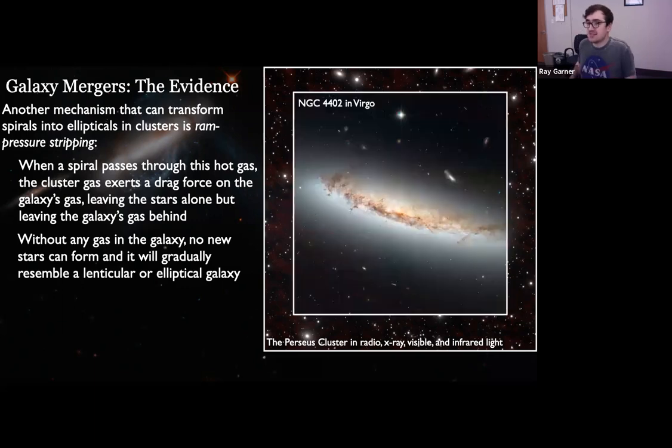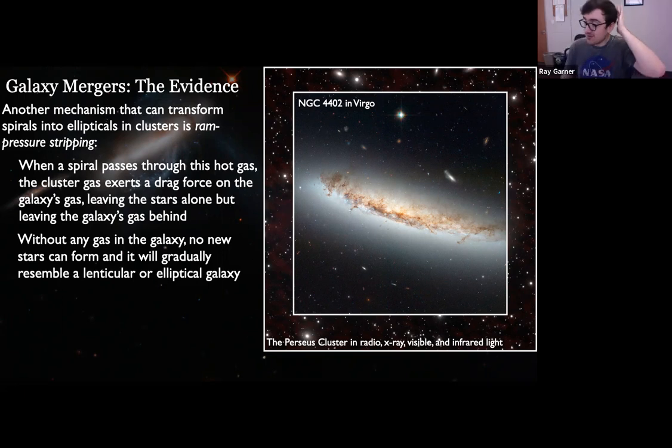Here is one galaxy that we think is undergoing this ram pressure stripping, NGC 4402. You can see where the stars are. That is the straight line of white here. And then you can see the dust, it kind of forms a sort of bowl shape. We think it's going through ram pressure stripping as it moves through the Virgo cluster. Eventually, it will also become red and dead, making it look like a lenticular or an elliptical galaxy.